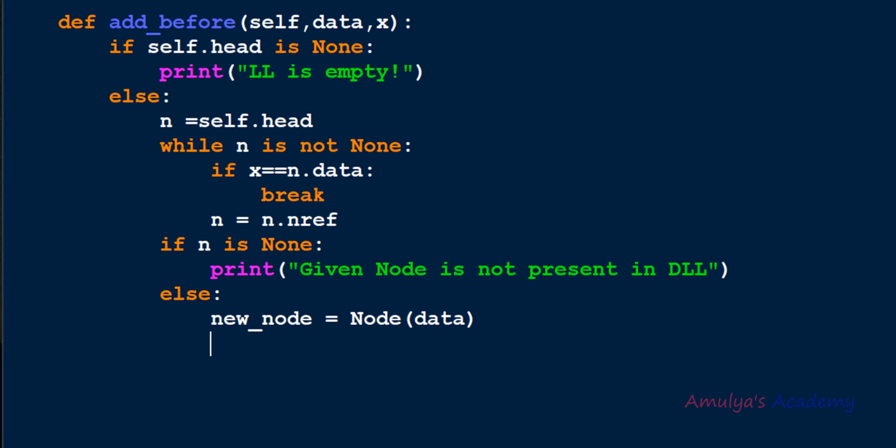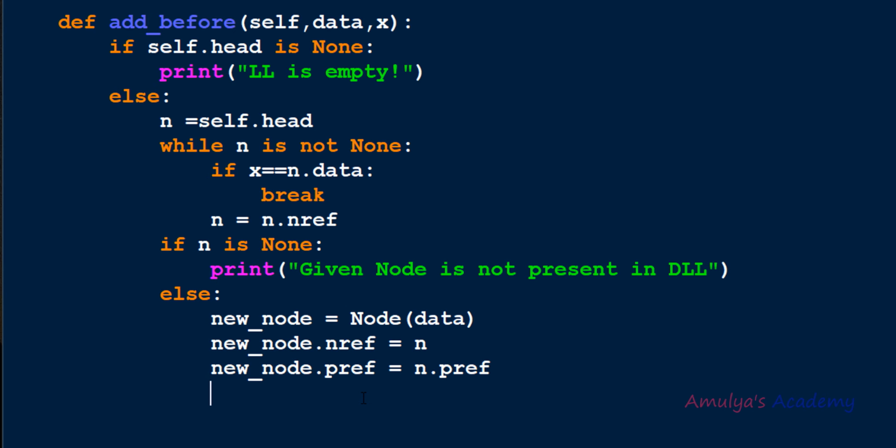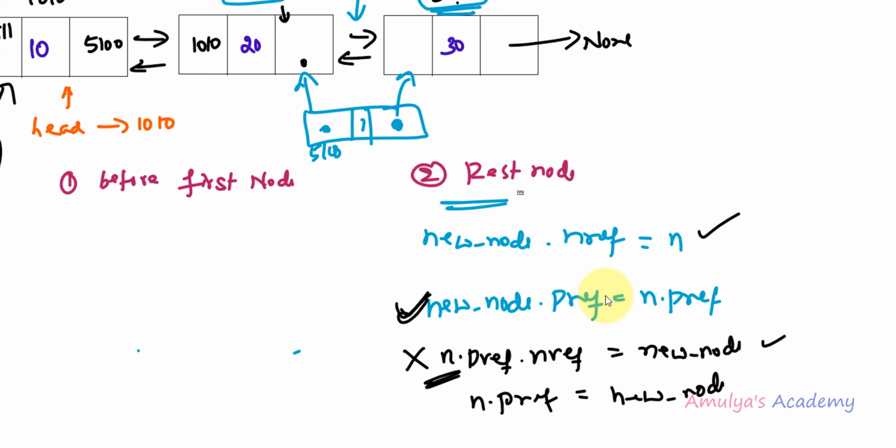So let's write the condition here. New node.nref is equal to n. And here you need to check n.pref is not none. That is nothing but checking whether we are inserting the new node before the first node or before the rest of the nodes. If n.pref is none, that means we are inserting the new node before the first node. At that time that line is not needed. If it is not, that means this line is needed, that is this line, n.pref.nref equal to new node.